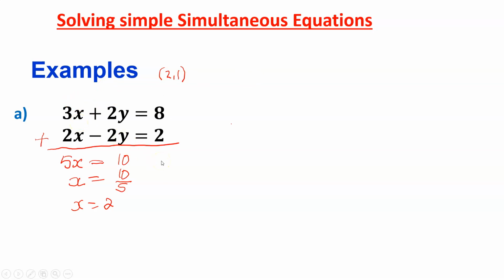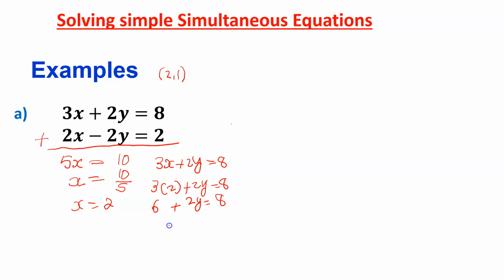Let us see the y now. Let's use the first equation, which says 3x plus 2y equals 8. Now let's substitute x with 2, because we found that x is 2. So if we substitute, that is what we're going to get. If we solve it out, that gives us 6 plus 2y equals 8.